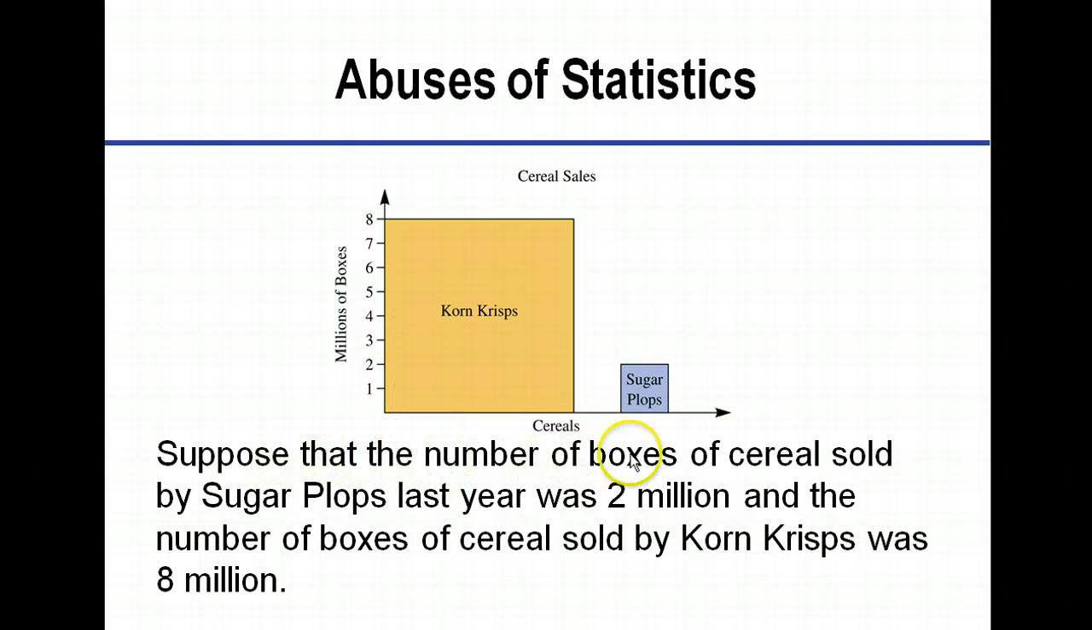So another example of graphical or visual misuse of these graphs is an area model. So let's suppose the number of boxes of cereal sold by Sugar Plops last year was 2 million. That's these guys right down here. Notice the height of the box is 2 to suggest the 2 million boxes, right? And the number of boxes of cereal created by Corn Crisps was 8 million. Notice that what that means here is the height of this box is 8 to represent millions of boxes.